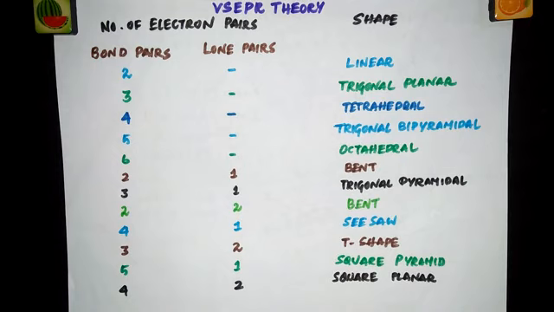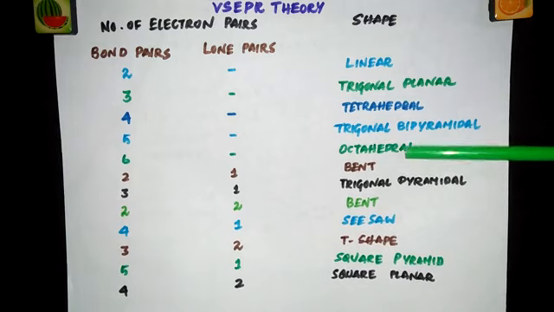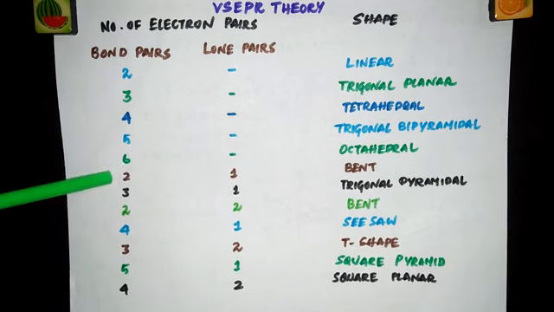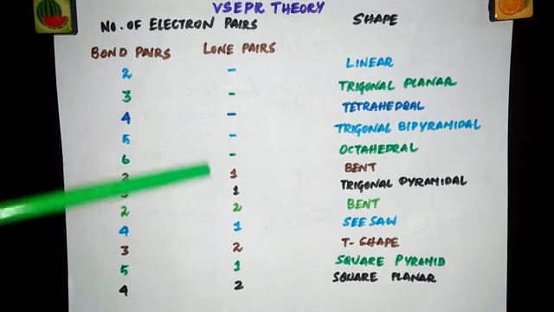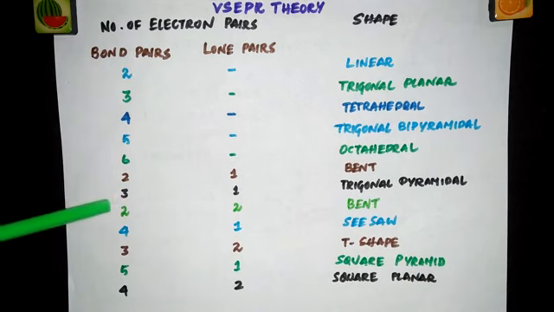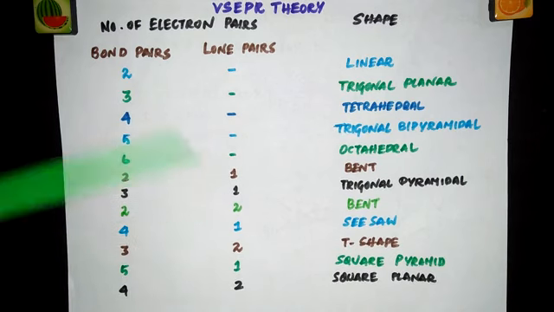And we have learned when there are lone pairs on the central atom along with the bond pairs, then the shape given here will be distorted and you will get a different shape. So when you have totally three electron pairs, out of that two are bond pairs and one is lone pair, then the shape will be a bent shape. And when there are three bond pairs and one lone pair, then the shape will be trigonal pyramidal.